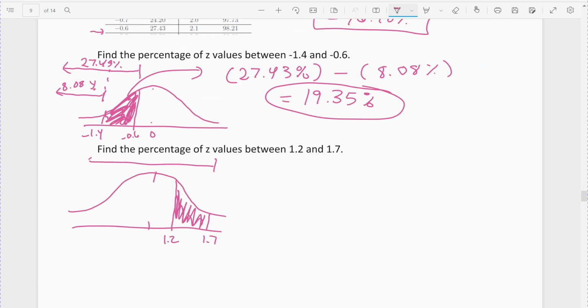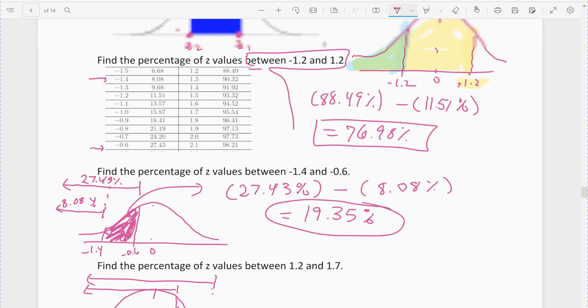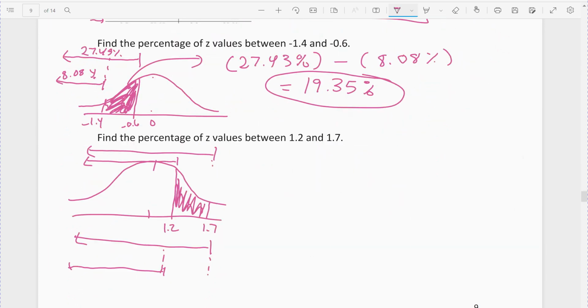So I'm going to find the area at 1.7 and then the percent at 1.2, and I want the difference between the two. I should have drawn a little less than it, so actually maybe I'll go here. That's the big area, that's the little area, and I want the difference between the two. I look up the table value at 1.7, which is going to give me the bigger number. 1.7 puts me here, and that is almost all of it, 95.54.